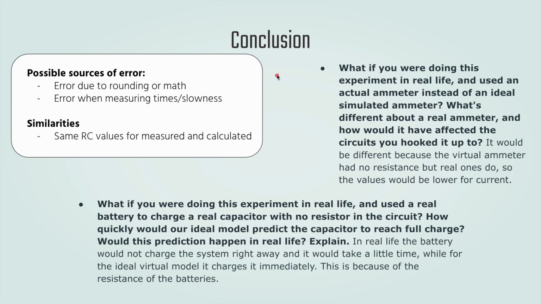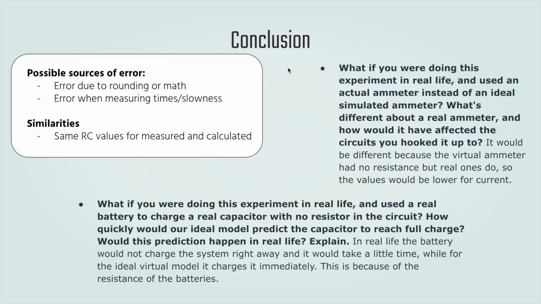So for the conclusion, possible sources of error can be error due to rounding or math, or error when measuring times and slowness on my part. In terms of similarities, essentially the same RC values were measured and calculated for both, so those ended up being the same.